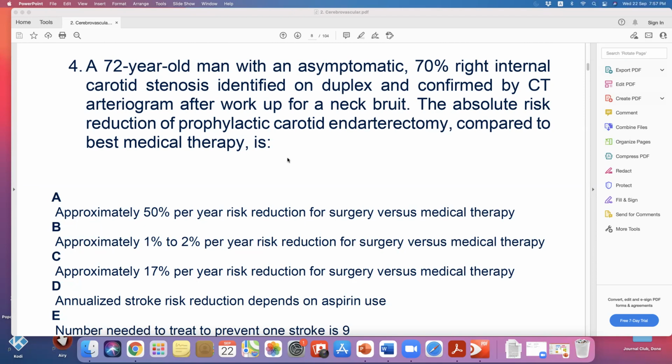Yeah. 6% in 5 years. So how much per year? Per year. 6 divided by 5. How much do you get?